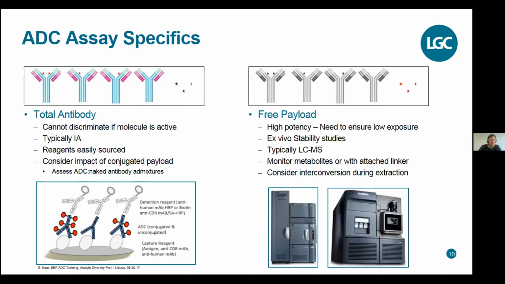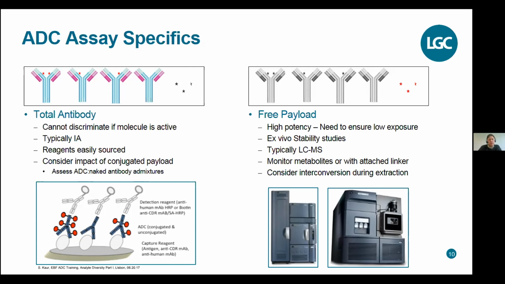Other end of the spectrum, we have the free payload. So the high potency of the payload means that we need to make sure that systemic exposure is kept as low as possible. These types of assays are also really useful in kind of early ex vivo stability studies where we're introducing the ADC into a matrix and making sure that linker chemistry is stable and is not leading to release of the payload. Generally, these are run by LCMS. And we can monitor metabolites, or we can look at attached linker with payload as well.